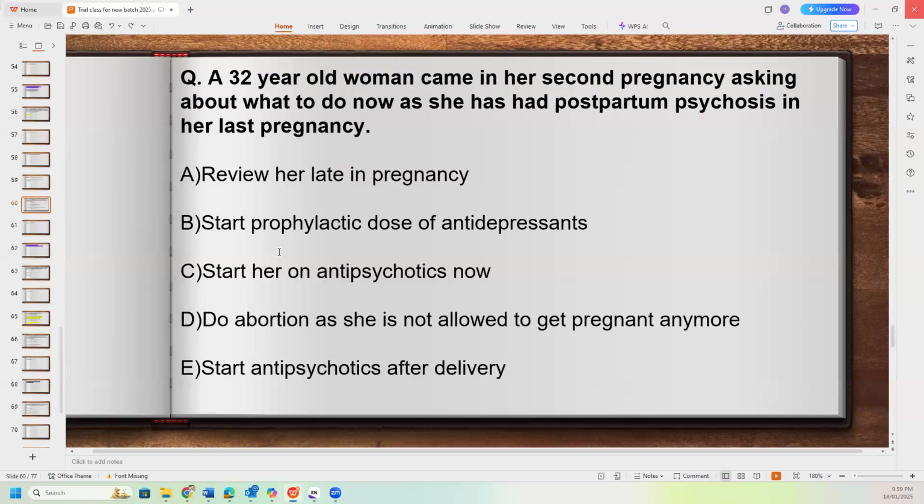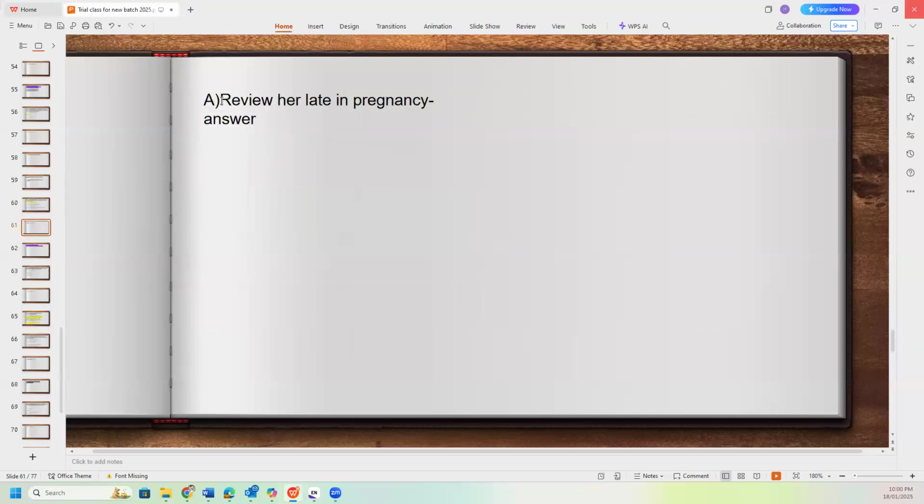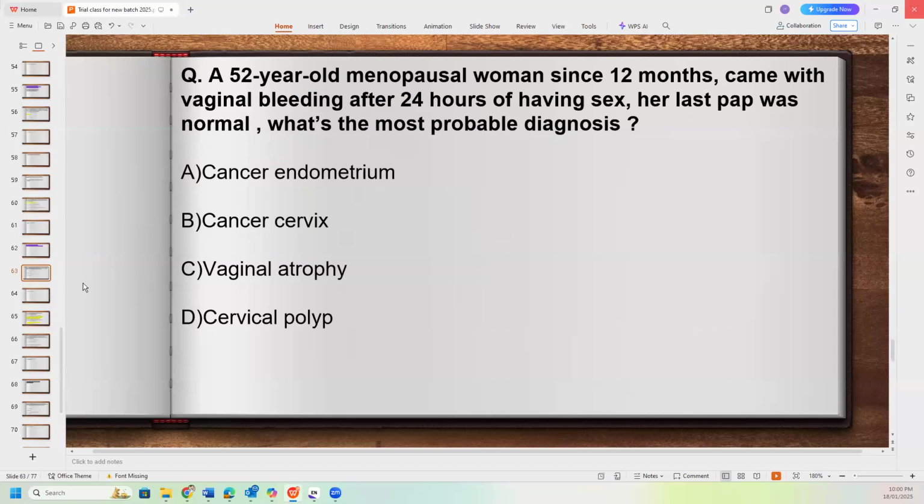We will review her because if she is not having any signs and symptoms of psychosis and she is doing well, then we don't need to start the antipsychotics. If we think that her behavior is changing, she's developing signs and symptoms of psychosis, or she is near to a psychotic episode, then we can start antipsychotics. We don't have to wait till delivery to start it. Is it clear, guys? All right. So your answer is review her in the late pregnancy.